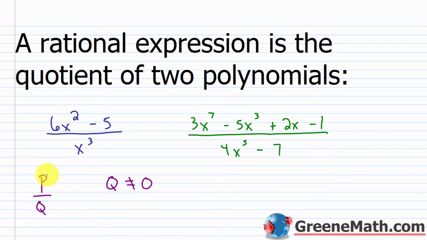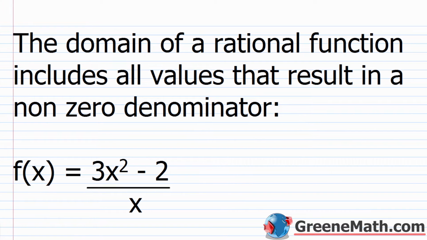So P is a polynomial and Q is a polynomial. But Q lies in the denominator. And we say Q cannot be equal to 0 because, again, we can never divide by 0, because division by 0 is undefined. So specifically, what we're saying is that if we have a rational expression, generally speaking, we have variables in our denominator. Sometimes you won't, but in most cases you will. So we want to say that that variable cannot be equal to any value that results in the denominator becoming 0.